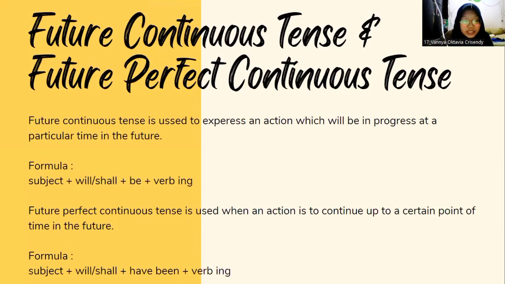Future continuous tense and future perfect continuous tense. Future continuous tense is used to express an action which will be in progress at a particular time in the future. The formula is subject plus will or shall plus be plus verb in. Future perfect continuous tense is used when an action is to continue up to a certain point of time in the future. The formula is subject plus will or shall plus have been plus verb in.